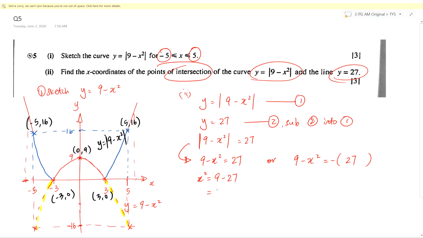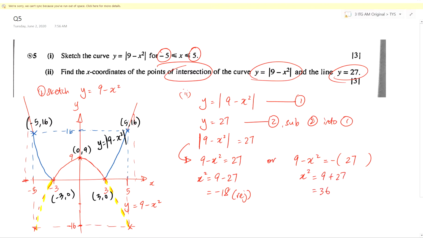Meaning, x squared is actually negative 18. X squared is negative 18. Does that make sense? No, it cannot be. X squared must be positive or equal to 0. So this is rejected. This is nonsense. Next case. X squared is equals to 9 plus 27, which is 36.